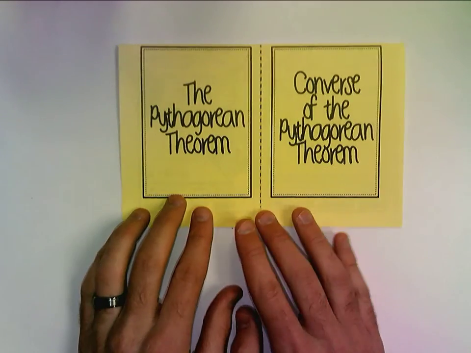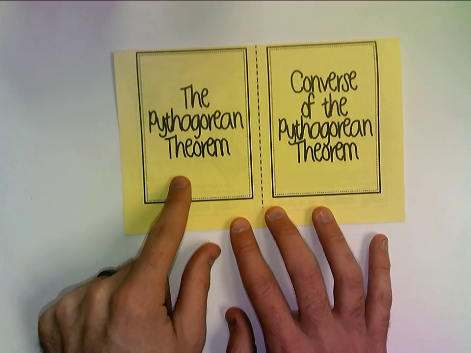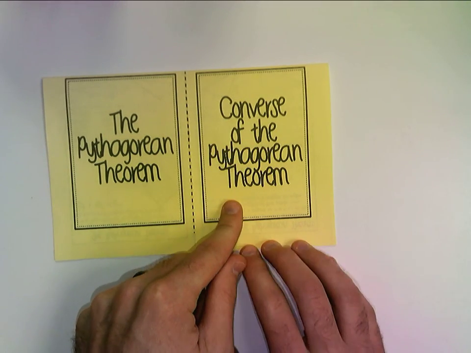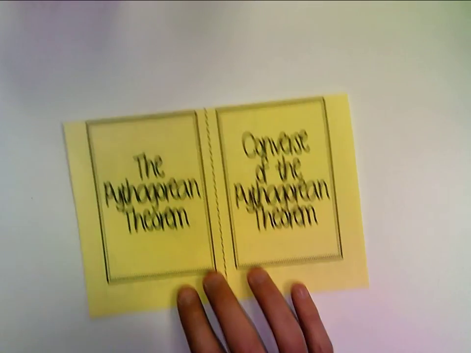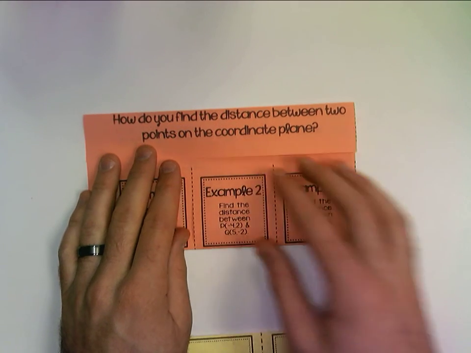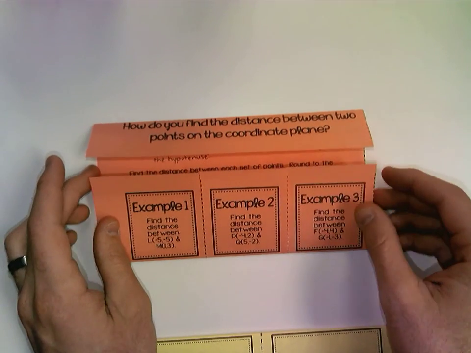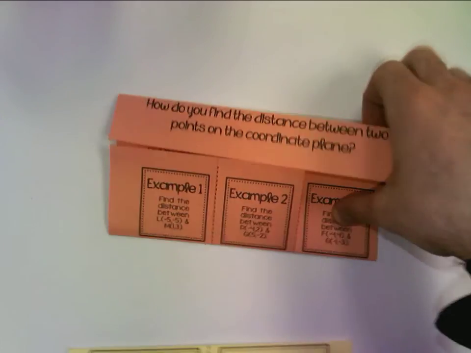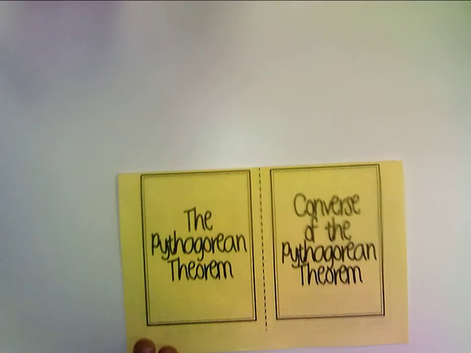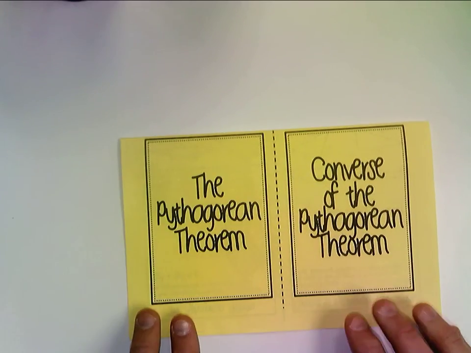So we're going to have two foldables for this lesson. The first one that we'll look at deals with the Pythagorean theorem as well as the converse of the Pythagorean theorem. And the second one will deal with finding the distance between 2 points on a coordinate plane using the Pythagorean theorem. So we'll start with the yellow one first here, and we're going to be working under the Pythagorean theorem flap.